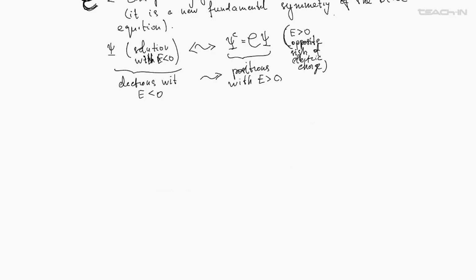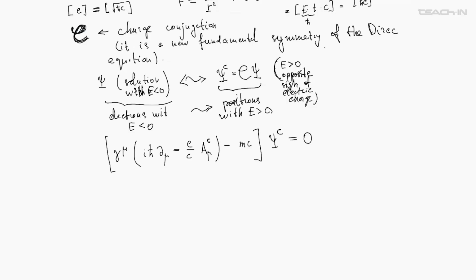The equation is given by (gamma^mu (i h-bar d_mu minus e over c A_mu^C) minus mc) psi^C equals 0, where A_mu^C is the charge conjugate potential. I will tell you in a moment what this is. Here psi^C is exactly the wave function which is obtained from psi by application of this charge conjugation operation.